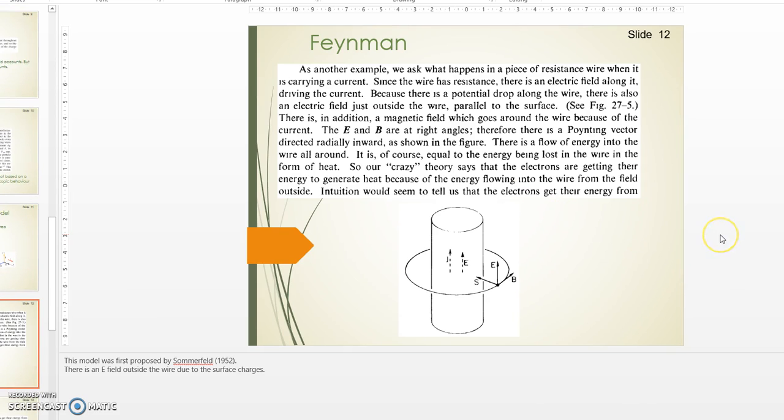It turns out that you can apply the same concept to explain energy being transmitted through an electrical circuit. As far as I can tell, this is the earliest proposal for this. No, sorry, not the earliest, but the second earliest was Feynman in his lectures. And here he says, what happens in a piece of resistance wire when it's carrying a current? There is an electrical field inside the wire, and then he also adds there is an electrical field just outside the wire parallel to the surface because there is a potential drop across the wire.